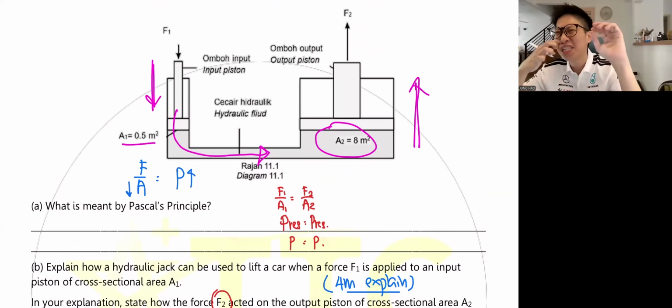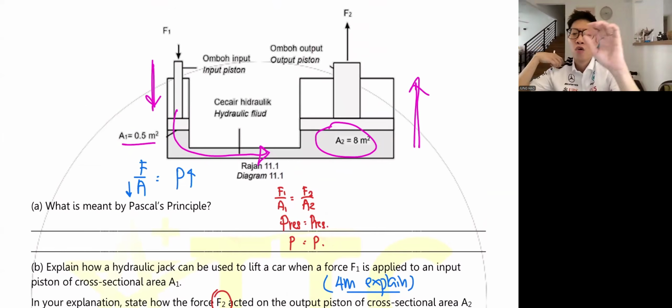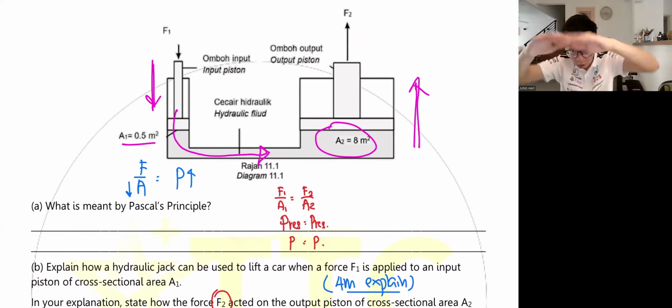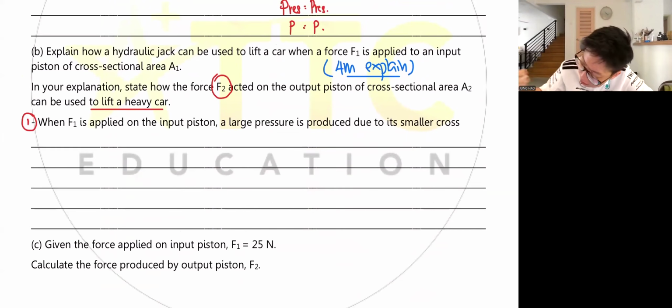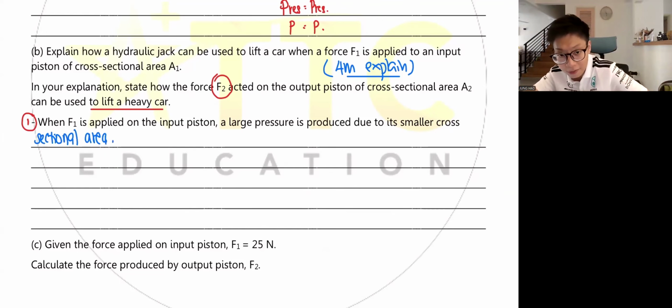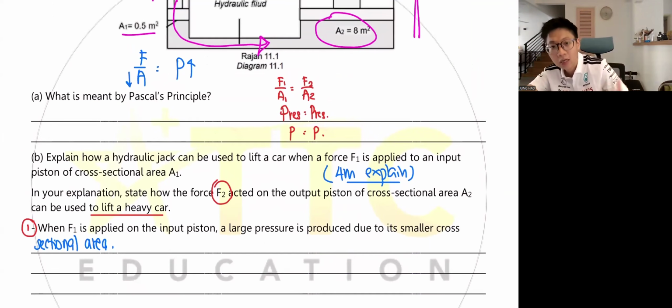But we cannot just say area. We must use the word cross-sectional area. Because it's this area, not the outside, but the surface cross-sectional area. Due to its smaller cross-sectional area. So the first part says a large pressure is produced due to the small cross-sectional area.